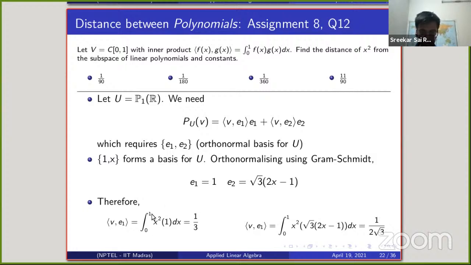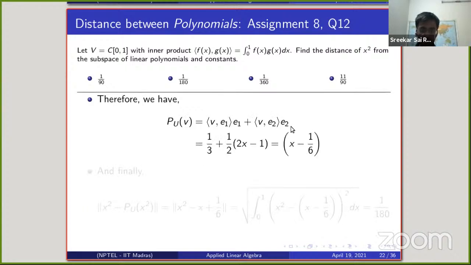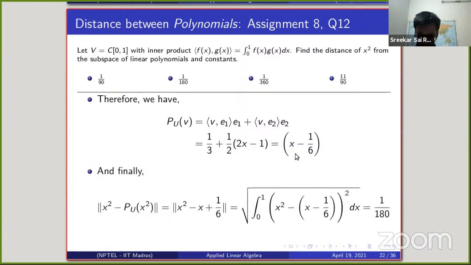Those are simple. This is the definition of our inner product, given in the question. All we have to do is take the inner product between x square and 1, and x square and the other basis vector. So we find out what the projection onto each of them is. And then it's simple. PUV is simply 1/3 plus 1/2 times (2x minus 1), which is basically x minus 1/6. So this linear polynomial is the projection of x square onto the subspace of linear polynomials.